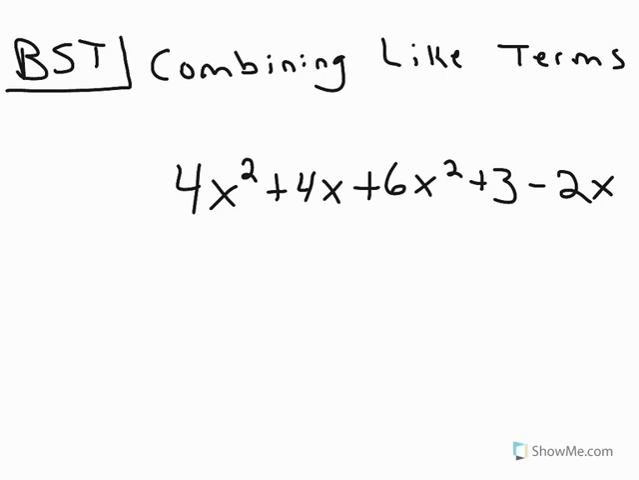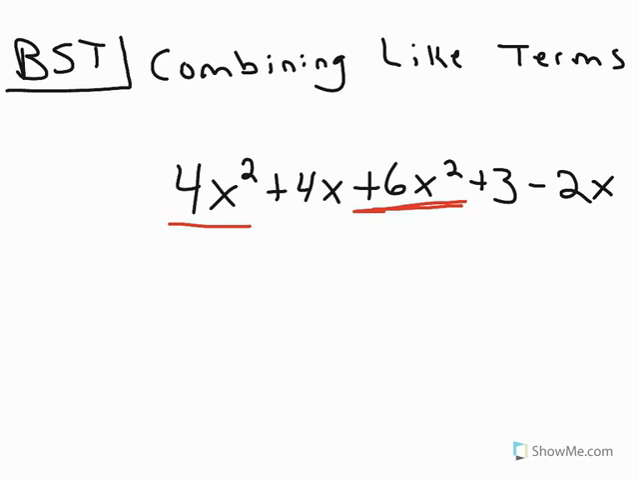Okay, now we're going to try a more complicated one. So again, I have this problem. I'm going to start by color coding, or using shapes if you don't have colors, the different like terms. So we have 4x squared and 6x squared. Now I'm going to put these in red. And again, I'm keeping the plus and the plus with them.